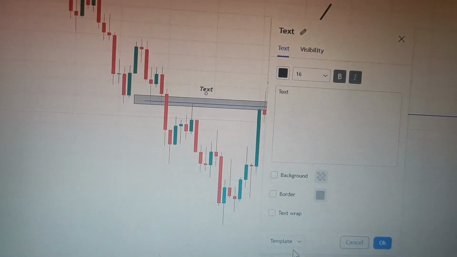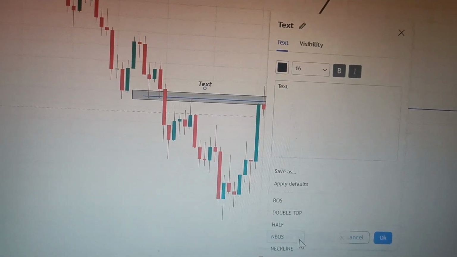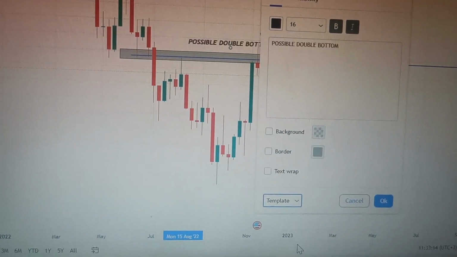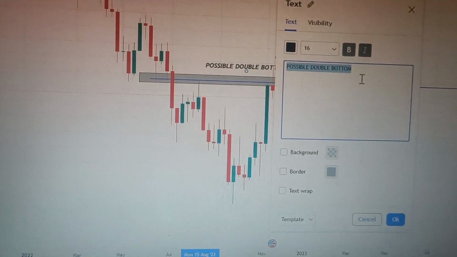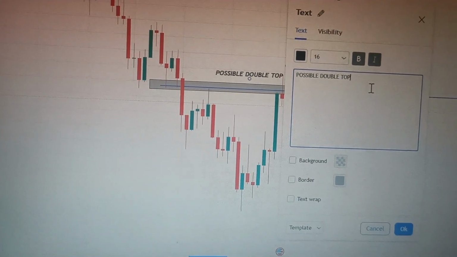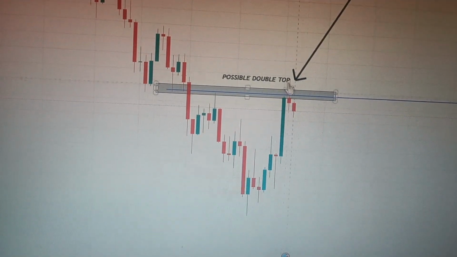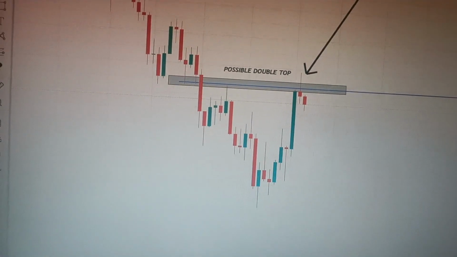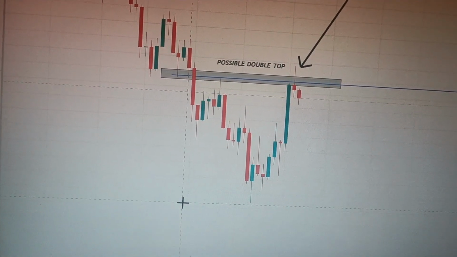Possible double top. And this possible double top, remember, it is still a possible double top. Why? Because the market has not even given us an entry. That's why I'm saying Euro USD will be tough to trade. If you don't want something that is a 50-50 chance, just leave it for this week.